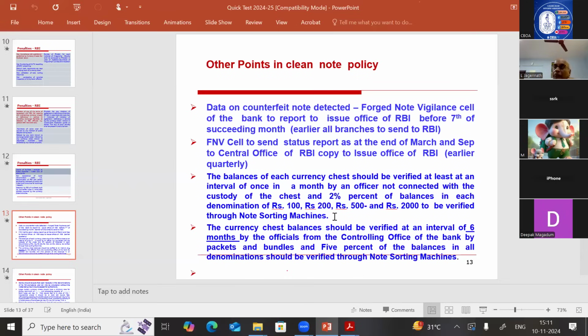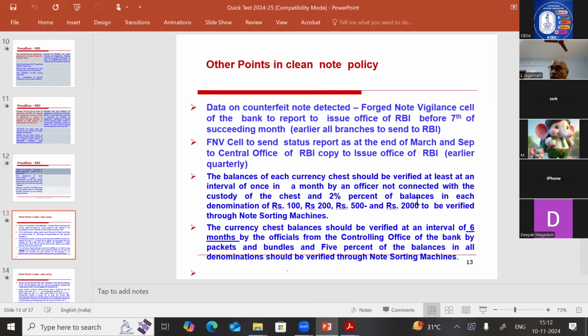So once in a month, an officer not connected with the currency chest has to count everything. Then, through the note sorting machine, 2% of balances in each denomination is to be verified by him, to check whether the numbers are all correct. Then the currency chest balances should be verified at an interval of 6 months by officials from the controlling office, RO, CO, etc. of the bank, by packets and bundles, and 5% of the balances in all denominations should be verified through the note sorting machine. This question they asked year before last.